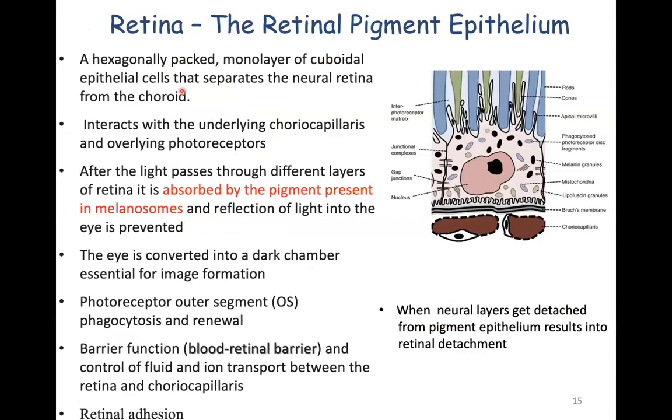Now, retinal pigment epithelium. So this is essentially describing the importance of the retinal pigment. It is because it's very dark, so it absorbs all the light and prevents reflection. What exactly absorbs the light? It's the melanosomes, the pigment present in the melanosomes.